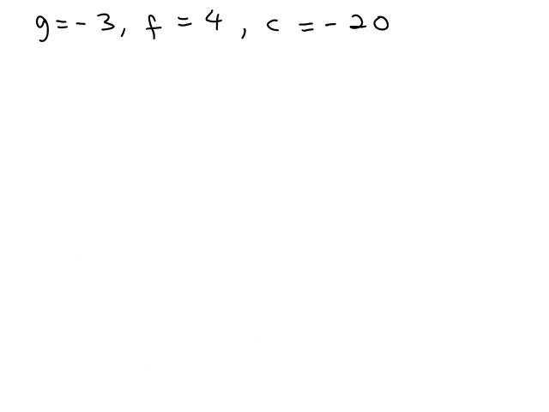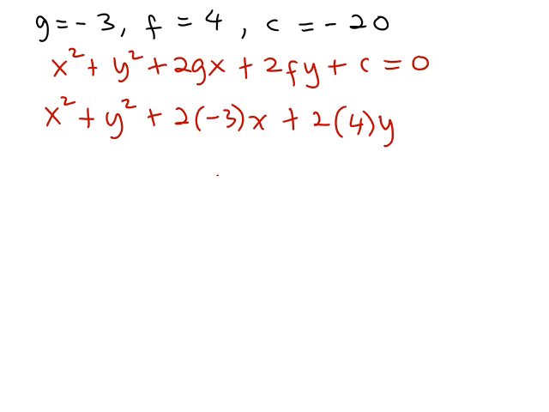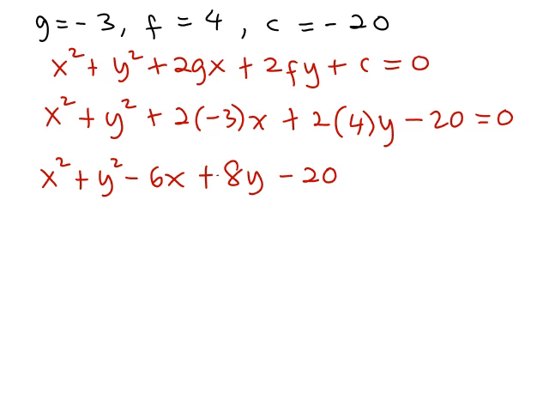Okay, so we already got the values of g, f and c. Now, since you were asked to find the equation of the circle, we're going to substitute all these values into the general equation x squared plus y squared plus 2gx plus 2fy plus c equals 0. So x squared plus y squared plus 2 times -3x and then plus 2 times 4y and then minus 20 equals 0. So the equation of the circle will be x squared plus y squared minus 6x plus 8y minus 20 equals 0.